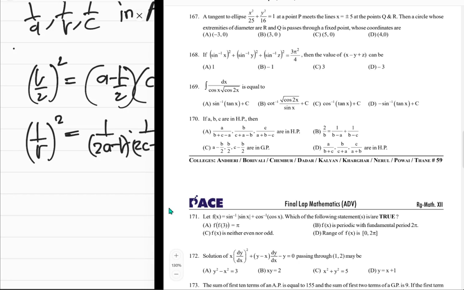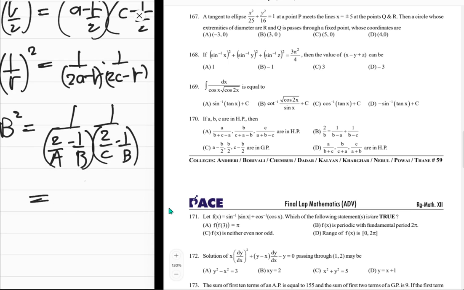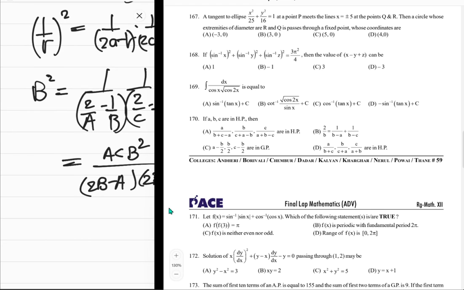Come on man, what is this? You know what? From now I'll just say that 1 upon small b, put it as capital B. So capital B square is equal to 1 upon 2 upon capital A minus 1 upon capital B, and then 1 upon 2 upon capital C minus 1 upon capital B. Are you saying this? I don't think so. So what will this become? After going up, it's just AC times B square, right? And here what is there? 2B minus A and 2B minus C.